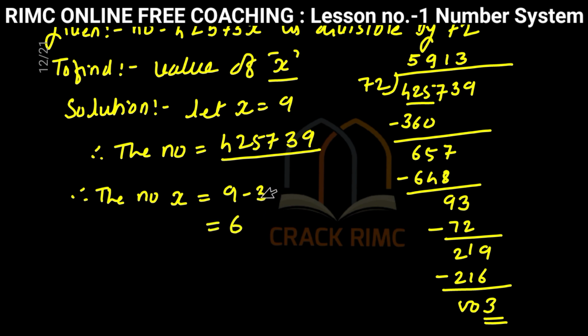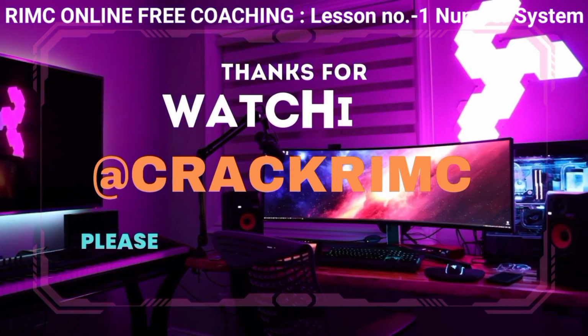Why have we subtracted 3 from 9? Because we have considered the value of x as 9 and now 3 is the remainder. So to divide it completely, we have to subtract this value from 9. So the value of x will be 6. Therefore, our answer is x is equal to 6.